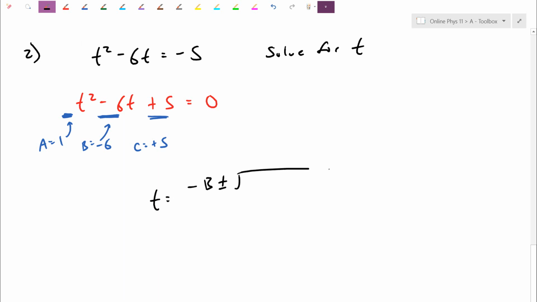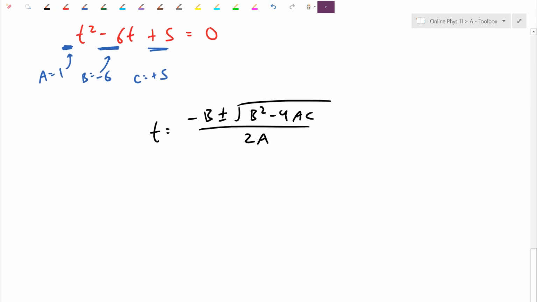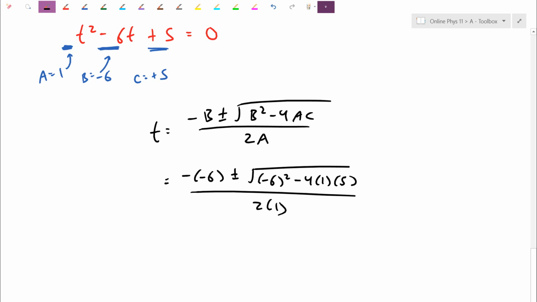Negative b plus or minus the root of b squared minus 4ac divided by 2a. I'm going to punch through my numbers here. You could, again, solve this by factoring. I kept the numbers fairly easy, but I just wanted you to practice using the quadratic formula. As I punch my way through my numbers, I just plugged in my a, b, and c.